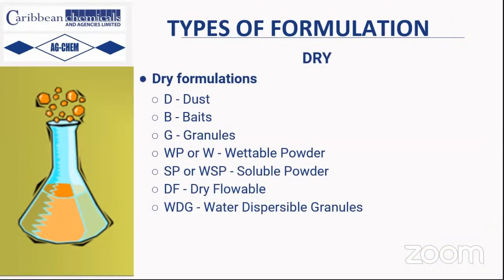All right. So we're going to look at the dry formulations now. You have D for dust, B for baits, and these letters you'd find on the label, which we'll look at in one of the successive slides. You have G for granules, WP or W for wettable powder, SP or WSP, which represents soluble powder, DF for dry flowable, and WDG for wettable dispersible granules.